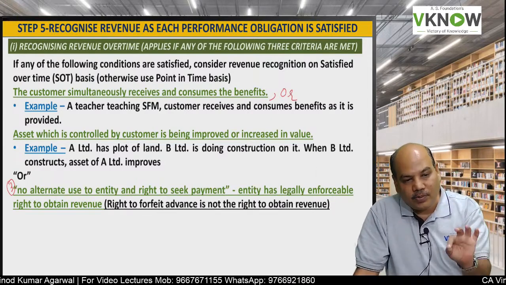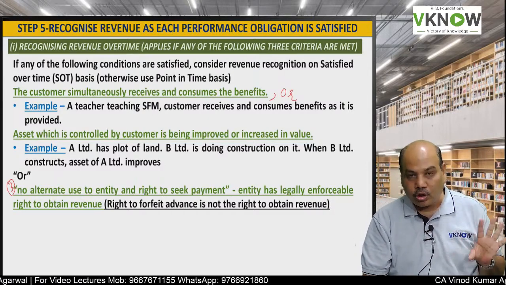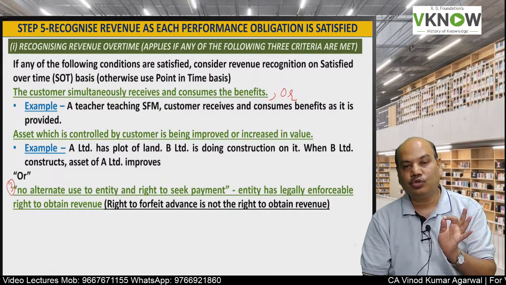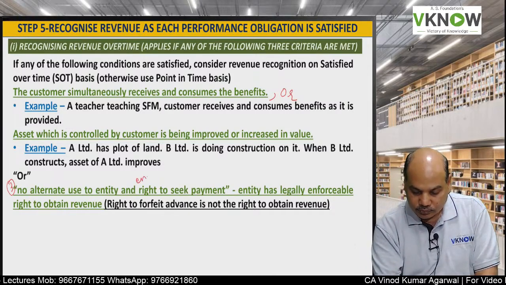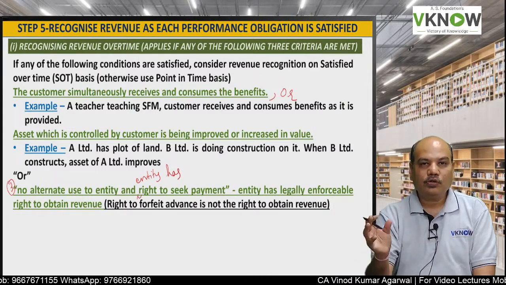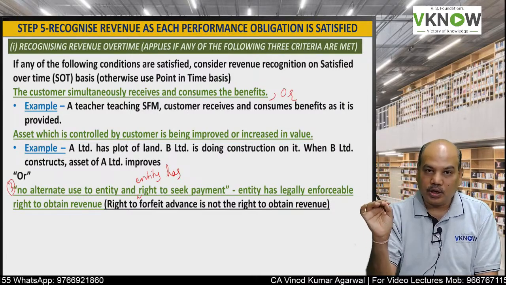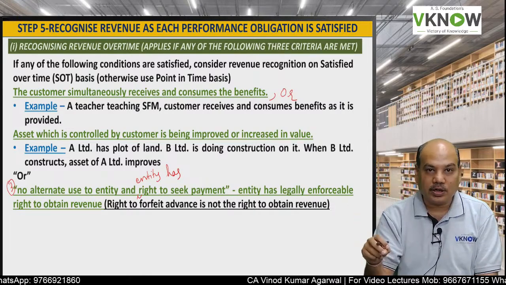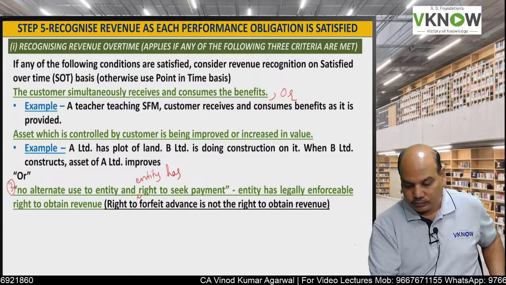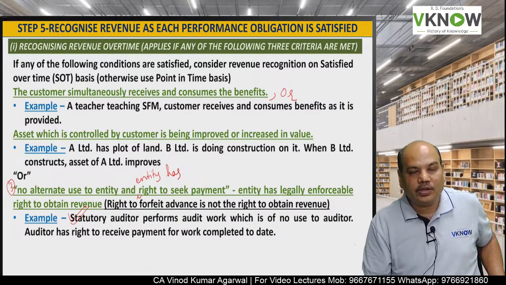Or third one, third condition, these are either-or conditions. If any of them are satisfied, you will follow satisfied over time basis. There is no alternative use to the entity and the entity has a right to seek payment. That means whatever you have done is of no use to you. But yes, as per the contract, you are entitled to seek payment for the work done. The entity has a legally enforceable right to obtain the revenue. Then in that case, you will recognize revenue as and when the work is performed.